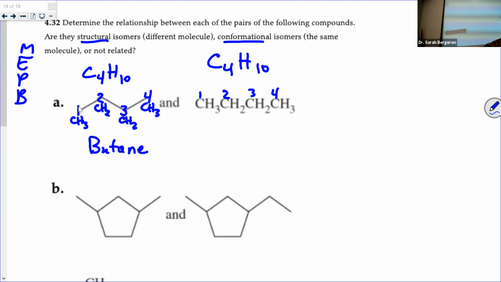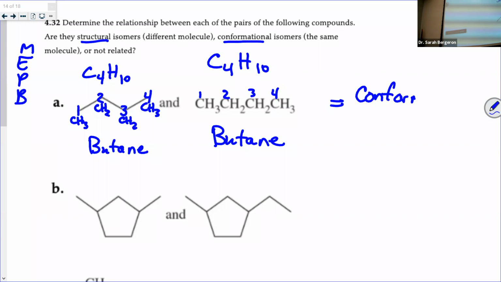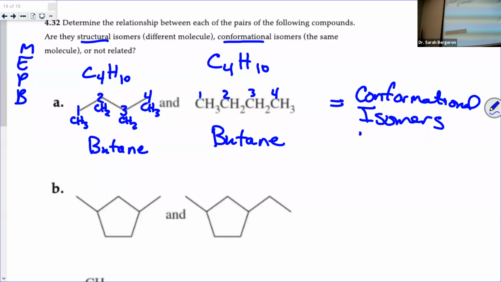How about the next molecule? What do we name that one? Butane. So if they are different molecules, they're structural isomers. If they're the same molecule, they're conformational isomers. So what kind of isomer is this? Conformational. They're the same molecule.